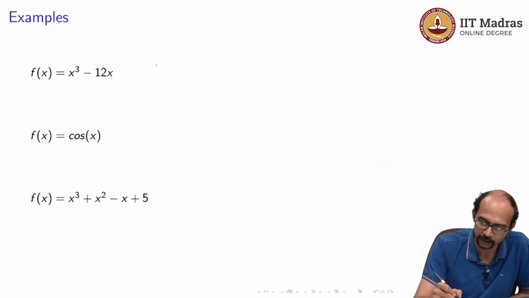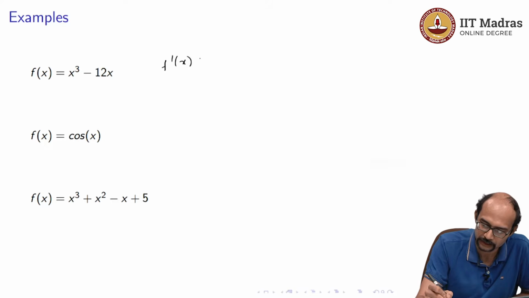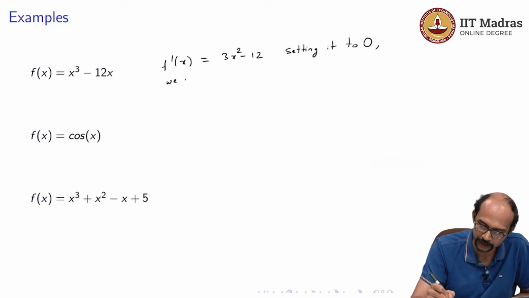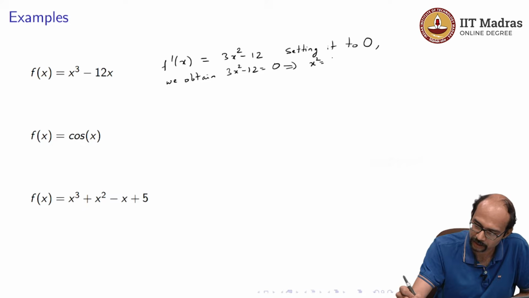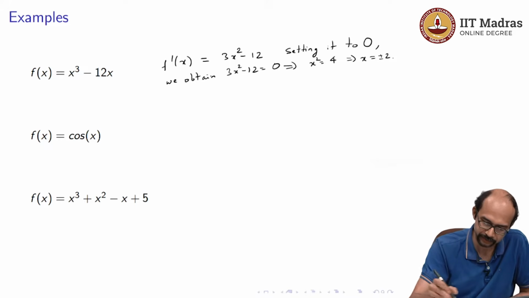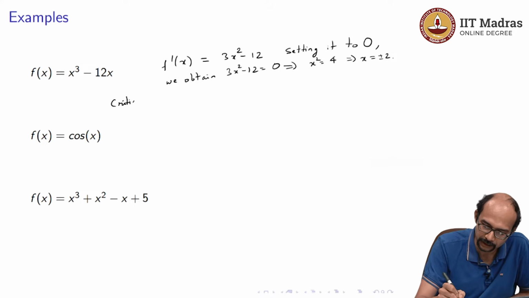Let's look at x cube minus 12x. Of course this is a nice function, so you compute f prime of x. f prime of x is 3x squared minus 12. Setting it to 0, we obtain 3x squared minus 12 is 0, which means x squared is 4, which means x is plus or minus 2. So these are your critical points: plus or minus 2.